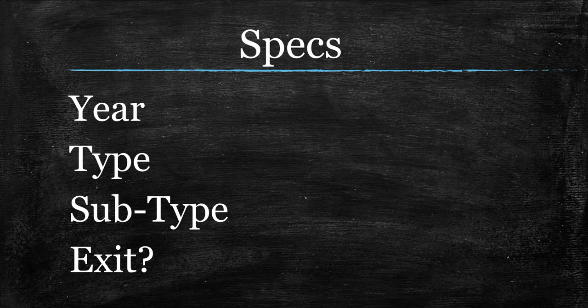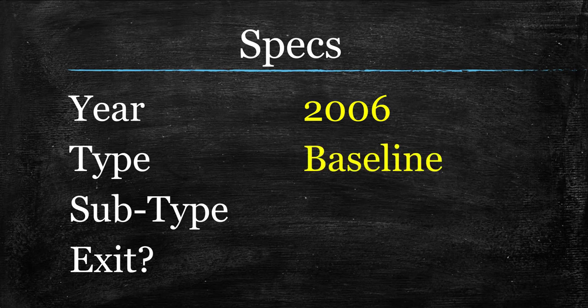For the Laguerre Filter, the year is going to be 2006. The type is going to be a baseline. So subtype, it's just a baseline. It's very basic looking. You'll see that in a moment. And as far as exits go, you guys know, baselines already have a bit of a built-in exit feature. Sometimes you're going to need an actual exit indicator for everything else. So I can't recommend that here.